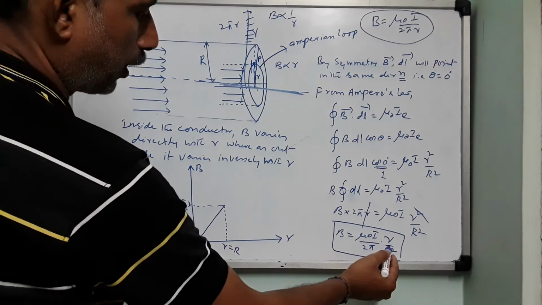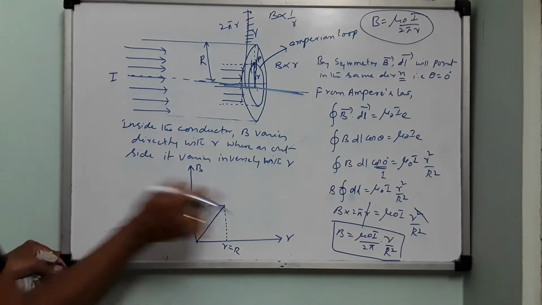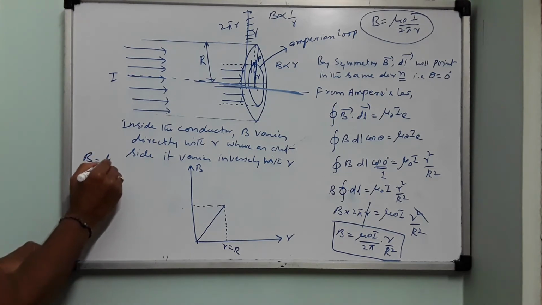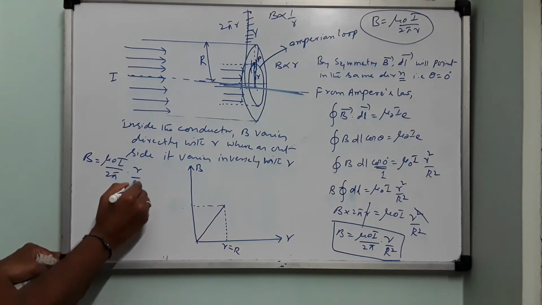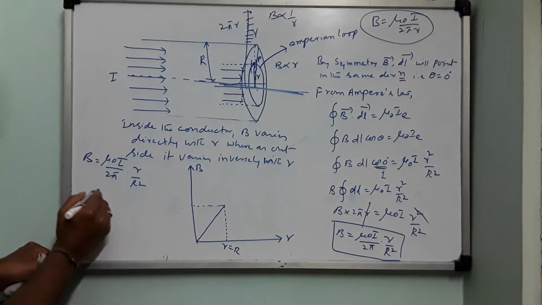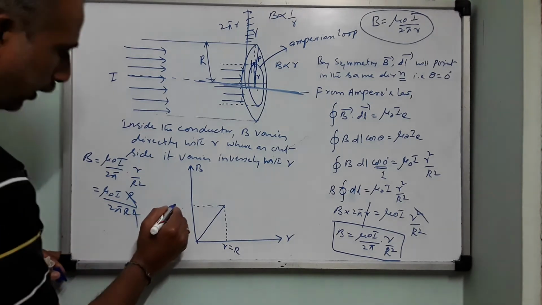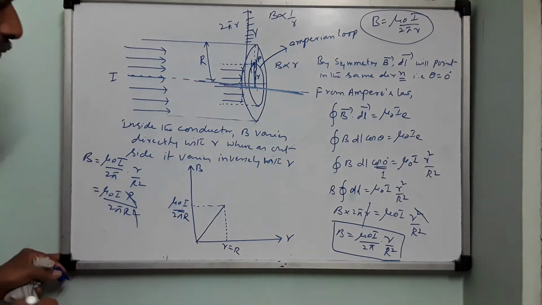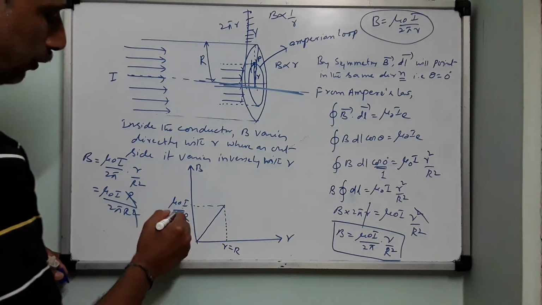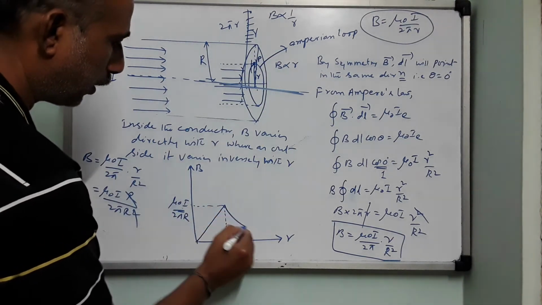if I substitute here r equals to R, then you can write like this. So this is B equals mu naught I divided by 2 pi into r by R square. So at this point what will happen? r equals to R. So this is mu naught into I divided by R by 2 pi R square. R cancels. So you will get here mu naught I divided by 2 pi capital R. Okay? Right. Now this is up to surface. And from the surface it will be like this.